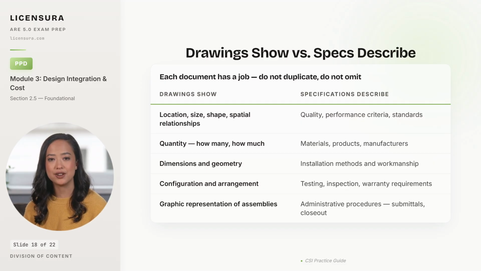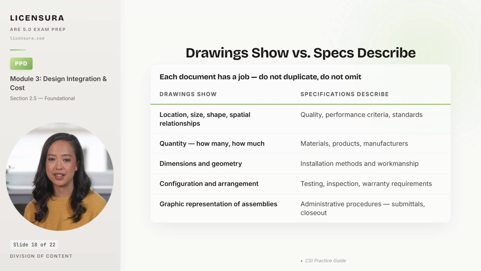Five categories divide content cleanly between drawings and specs. Drawings show location, size, shape, and spatial relationships: where the wall goes, how big the room is, how parts fit together in space. Specs describe quality, performance criteria, and standards: what the wall is made of, how well it must perform, which industry standards apply.